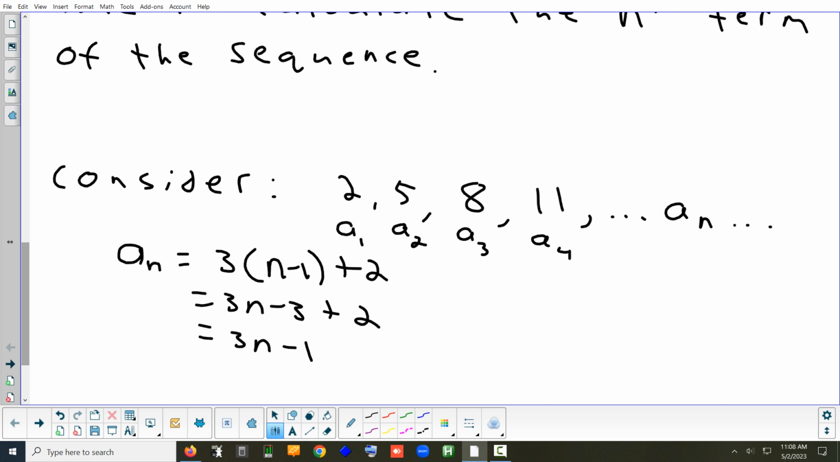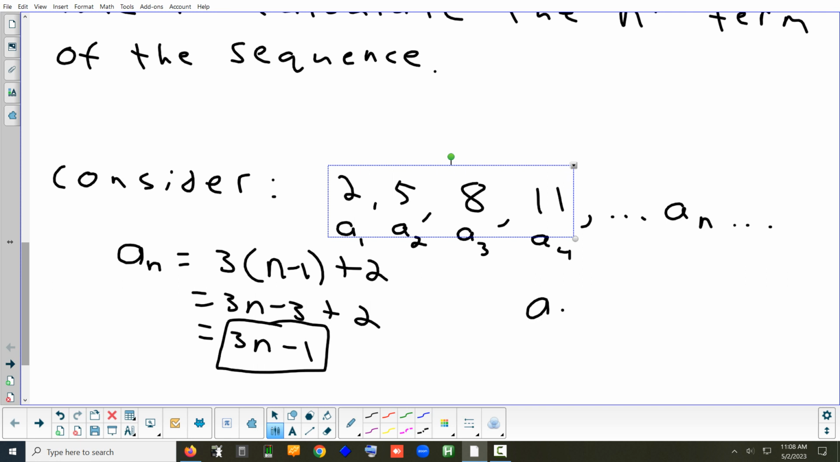Let's try it. So this formula says if you triple the position number n minus 1, you should get the term you're looking for. Well, if you triple 2, you get 6, minus 1 is 5. If you triple 3, you get 9, minus 1 is 8. If you triple 4, you get 12, minus 1 is 11. Yep. So that is one way to write a formula for that sequence, 3n minus 1.